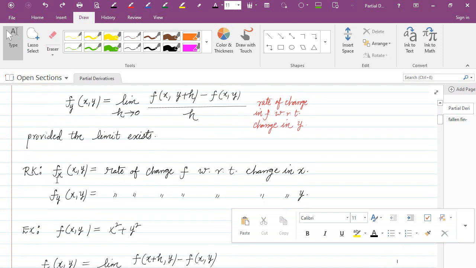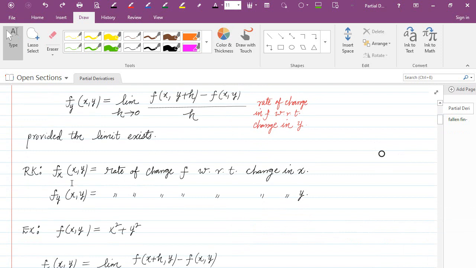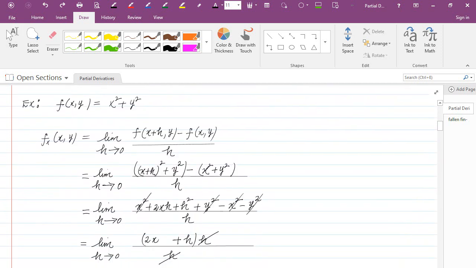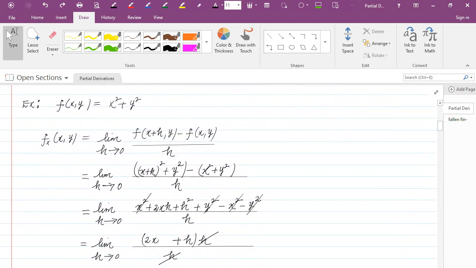So again, f_x, the partial derivative of f with respect to x evaluated at (x, y), is the rate of change of f with respect to change in x, and the partial derivative of f with respect to y is the rate of change of f with respect to change in y. Let's do an example. Let f of x, y be equal to x squared plus y squared.